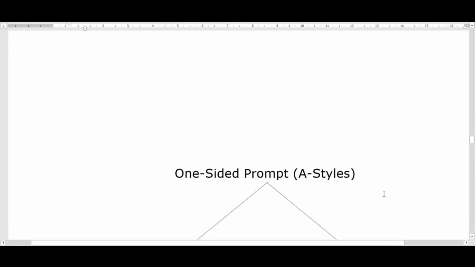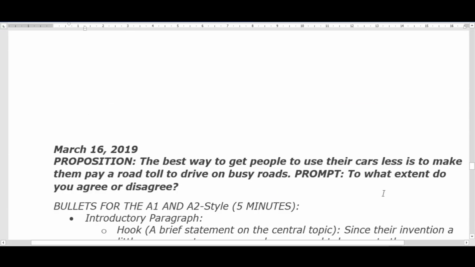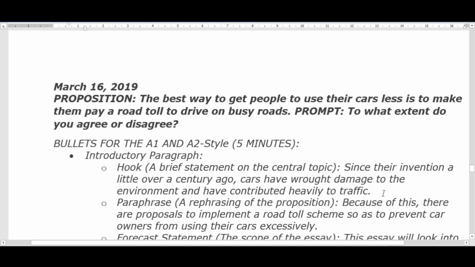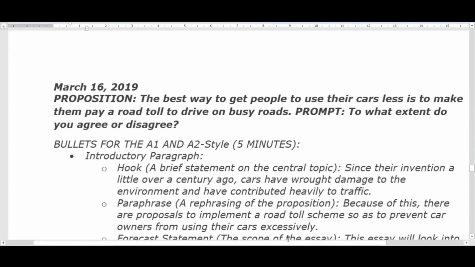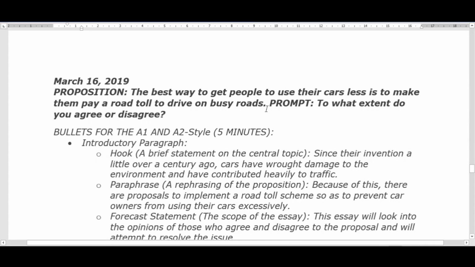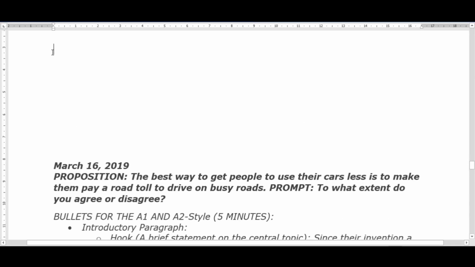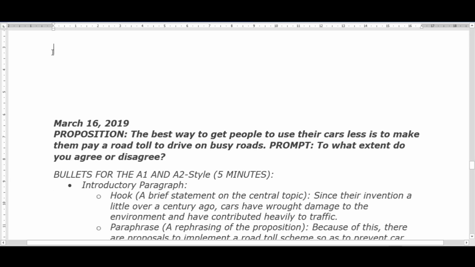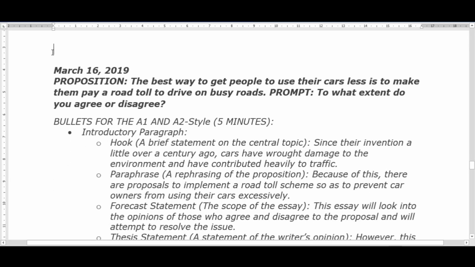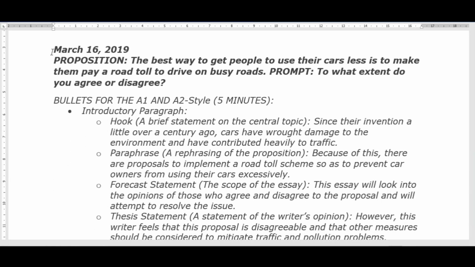So going down, I really had a fun time discussing this particular issue. For the March 16 test: the best way to get people to use their cars less is to make them pay a road toll to drive on busy roads. So this is a one-sided question prompt, coming from the March 16, 2019 exam. Being one-sided, your options are you can either agree to it by just coming up with a number of arguments why.